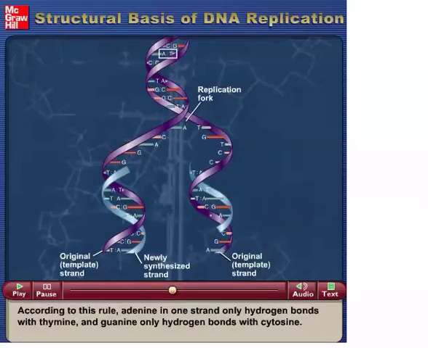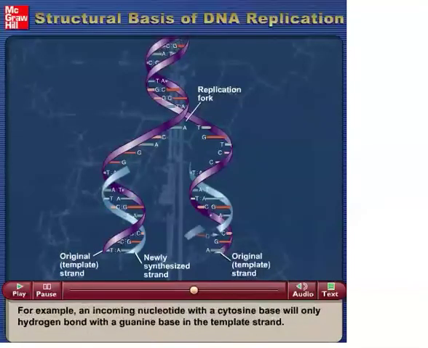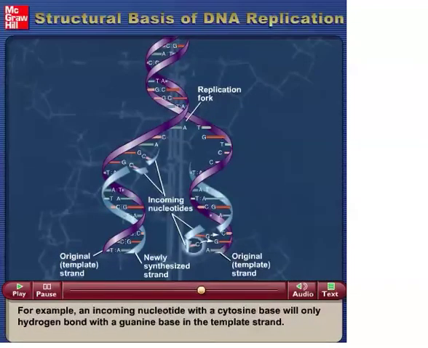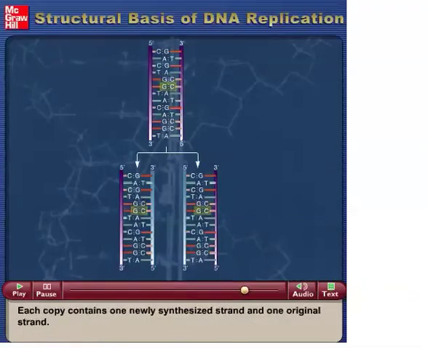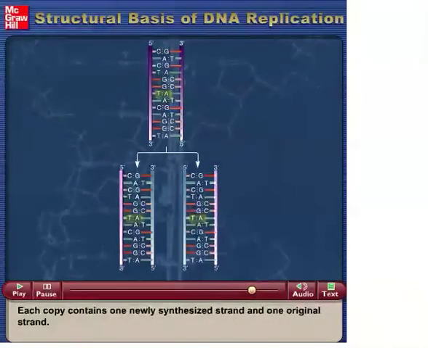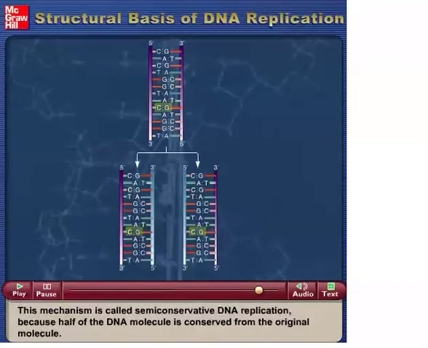According to this rule, adenine in one strand only hydrogen bonds with thymine, and guanine only hydrogen bonds with cytosine. For example, an incoming nucleotide with a cytosine base will only hydrogen bond with a guanine base in the template strand. By this mechanism, one double-stranded DNA molecule provides the information to create two double-stranded molecules with identical base sequences. Each copy contains one newly synthesized strand and one original strand.